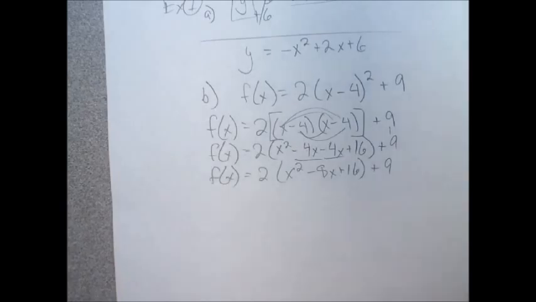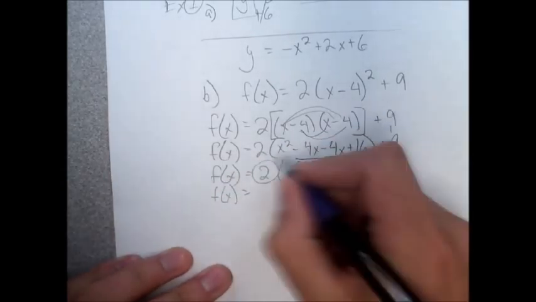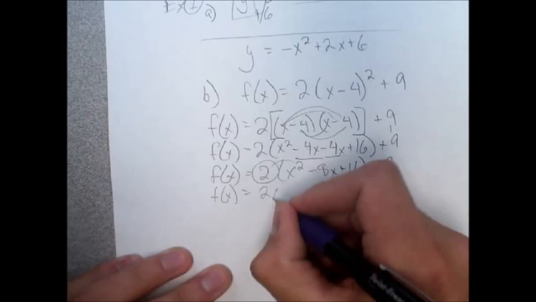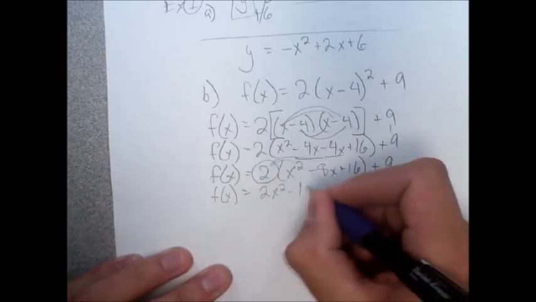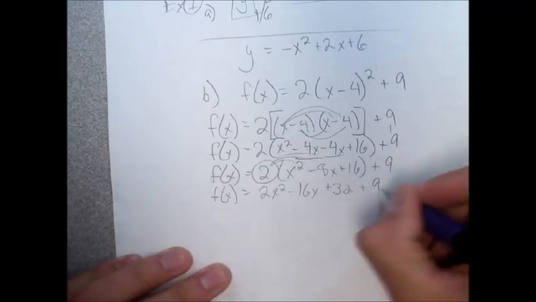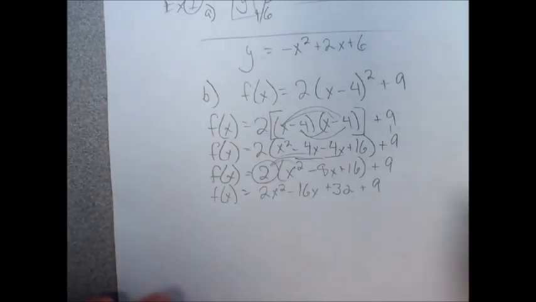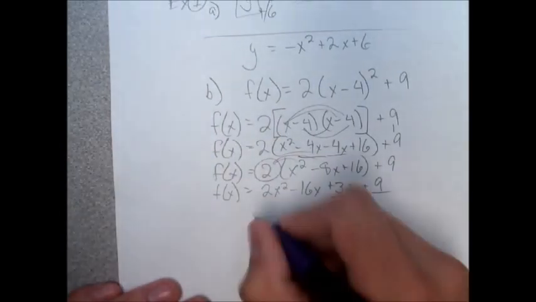Okay, we don't just simply distribute out exponents. All right, from here now I can start distribution of this 2 right here, so I will distribute it out to everything inside of my parentheses. So I have 2x squared minus 16x plus 32 plus 9. And then again, combine like terms that I have. I have 32 and I have a 9.